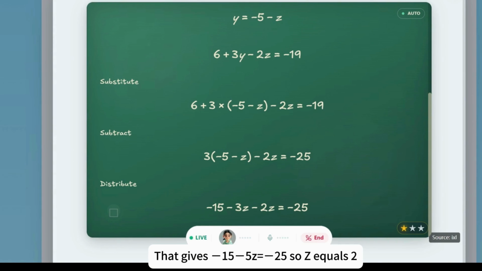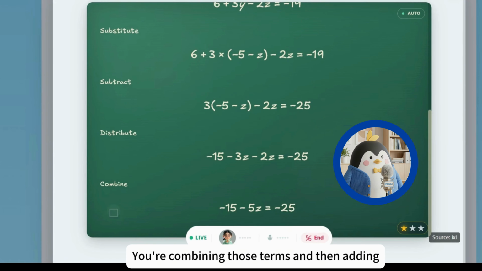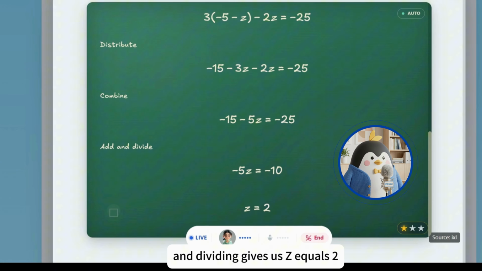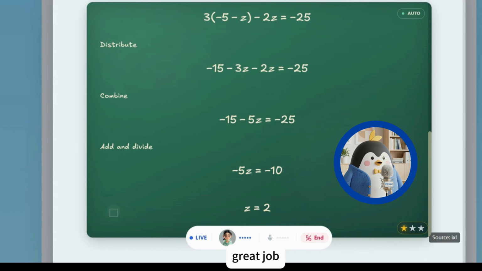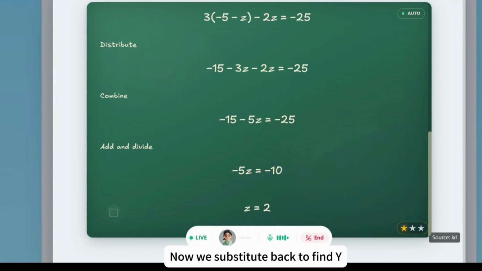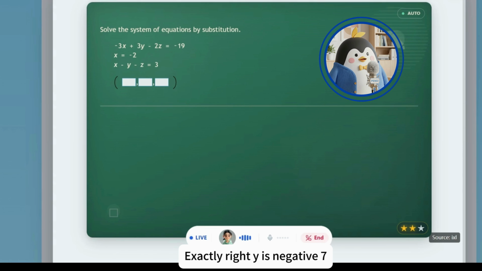That gives -15 minus 5z equals -25, so z equals 2. You're combining those terms and then adding, so we have -5z equals -10, and dividing gives us z equals 2. Great job! Now that we have z, what's the last piece to find? Now we substitute back to find y, so y equals -7. Exactly right, y is -7.